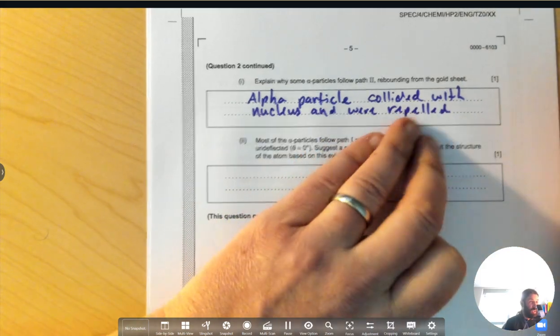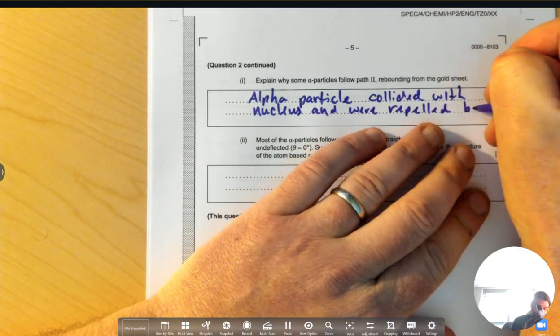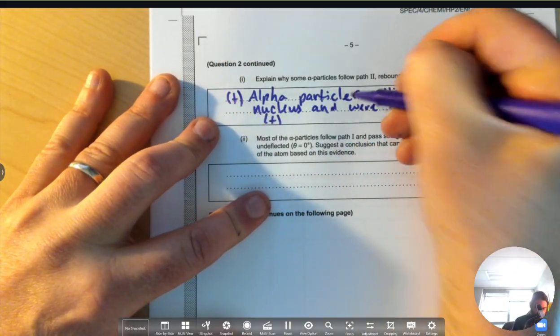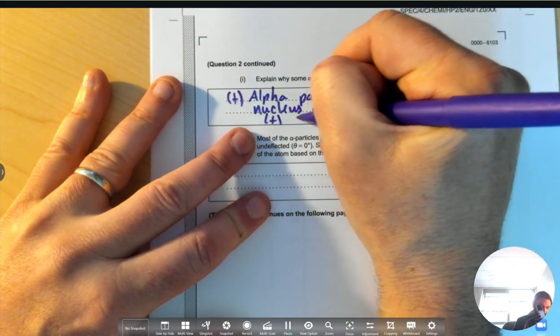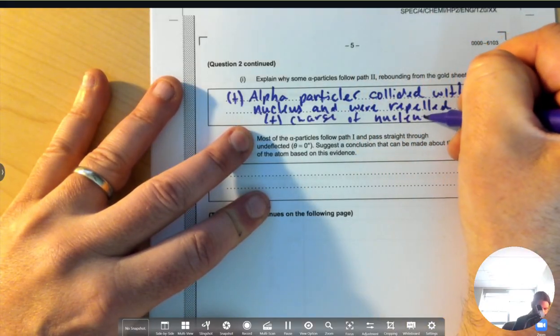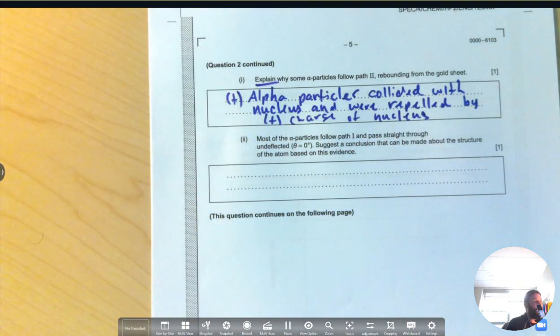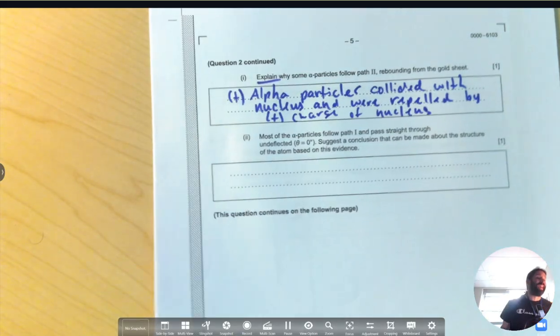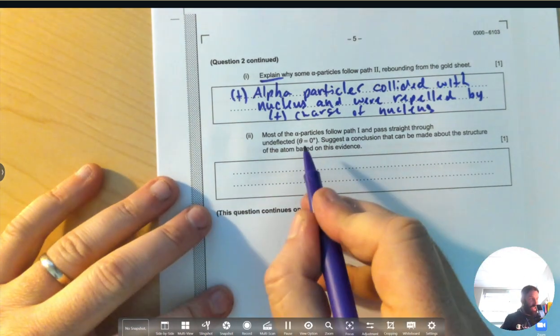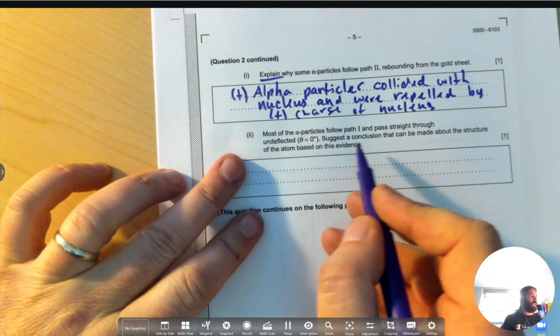Now, explain why some. If it says explain, you want to give a full accounting. So I would say positive alpha particles collided with the nucleus and were repelled by the positive charge of the nucleus. To me, that's a good answer. When you look at the mark scheme, it's much less detailed than that. But if you're asked to explain, you have to give all reasons behind what you're saying. So that to me means you should talk about the fact that the alpha particle is positive and they bounce off.